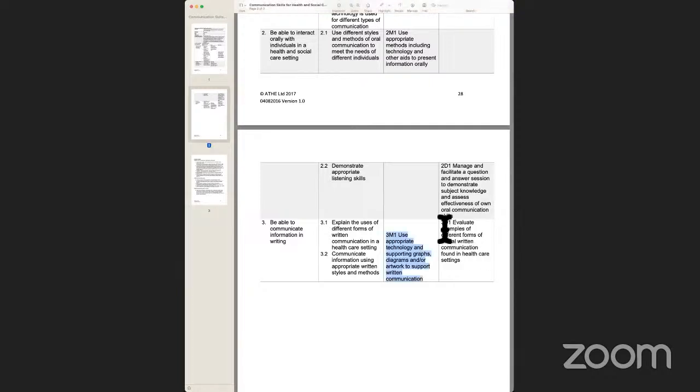And the distinction criteria talks about evaluating. So whatever examples we take here, we have to evaluate the different forms of written communication in a healthcare setting. That means you have to justify why you use this form or format of communication in certain circumstances, and that would be the argument that we present. Say, for example, why an X-ray is required, or why additional blood tests are required, or why MRI scanning is required, or why a CT scan is required.